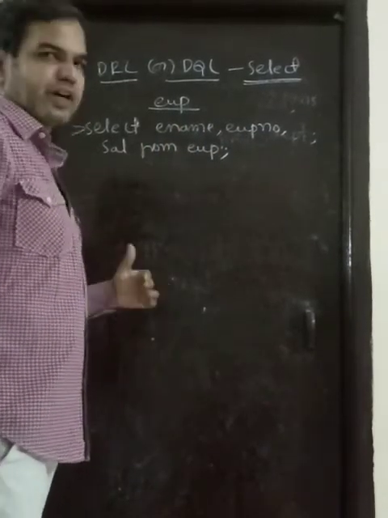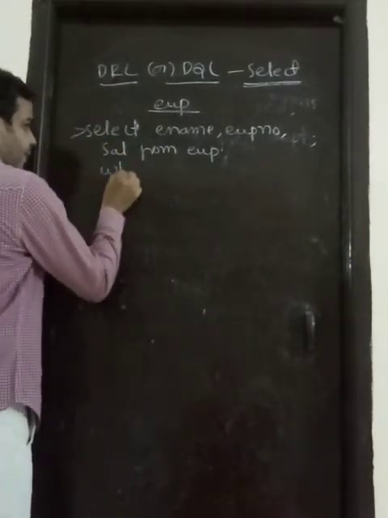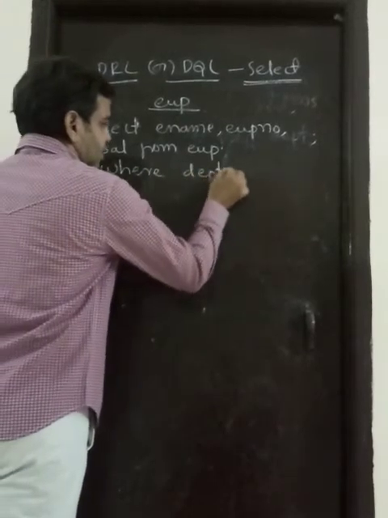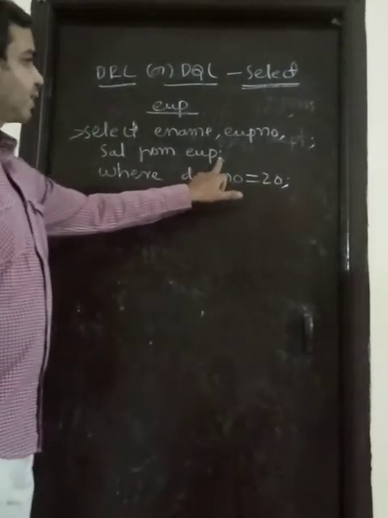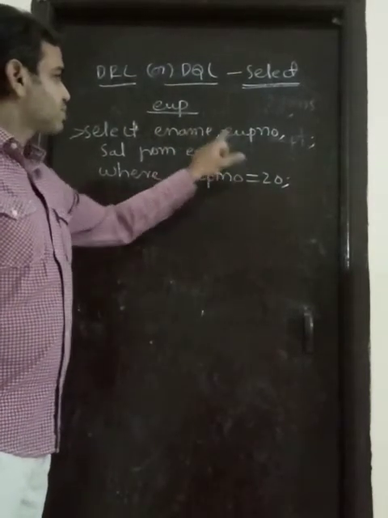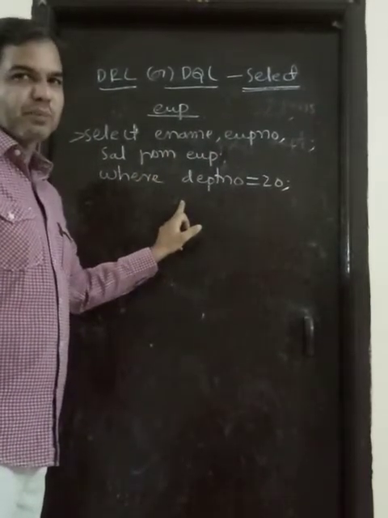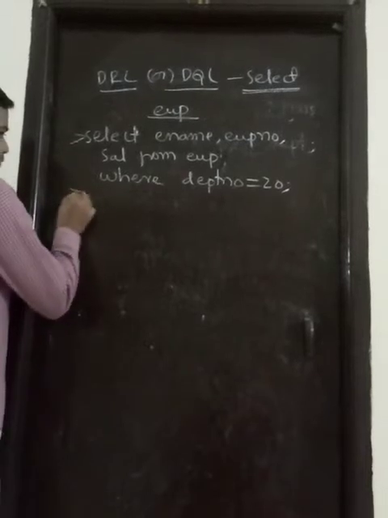If we are specifying a where clause, how do we specify it? From EMP where department number is equal to 20. It means it will display the 3 columns, employee name, employee number, and salary, of those who are working in department number 20. Okay, right.